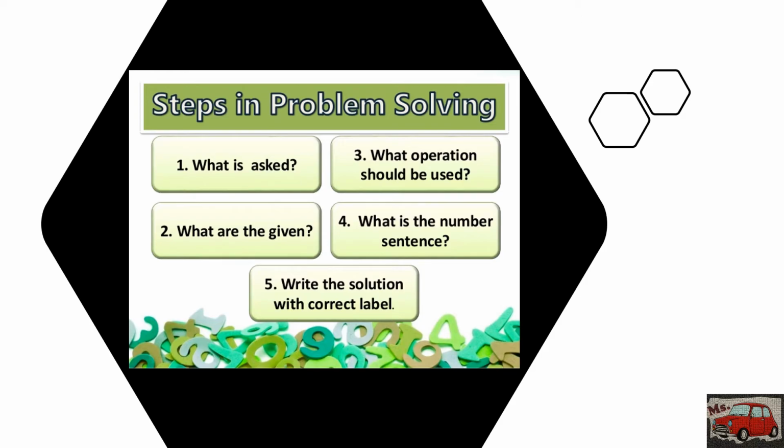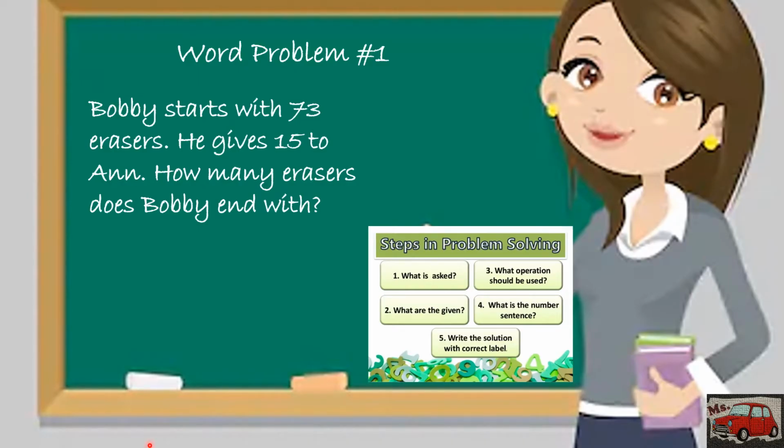Okay? Word problem number 1. Bobby starts with 73 erasers. He gives 15 to Anne. How many erasers does Bobby end with? Alright, so let's use these steps to solve this problem. First, what is asked? So this is the question, how many erasers does Bobby end with? Or ilan na lang yung eraser ni Bobby?